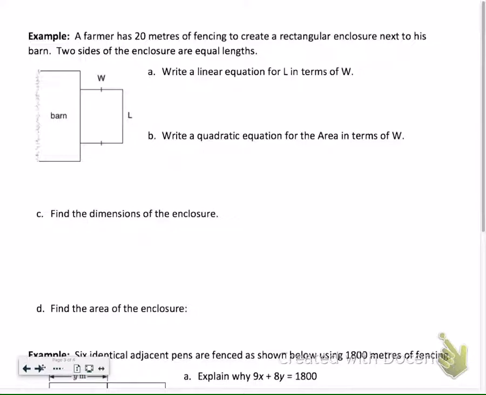So for this enclosure, I have 20 meters of fencing, so that's all I can use. So being that I have the barn on the left-hand side, I don't need to put a fence there. I'm going to add my 2 widths together and the length, and that's going to be 20. So W plus W plus L is 20, or 2W plus L is 20. Now when it says to write an equation for L in terms of W, that means they want you to solve it. So that's what they're looking for.